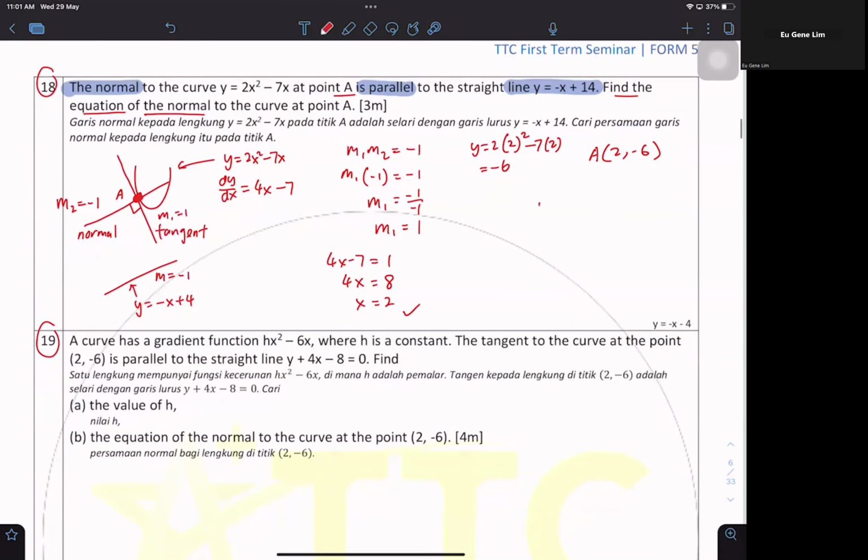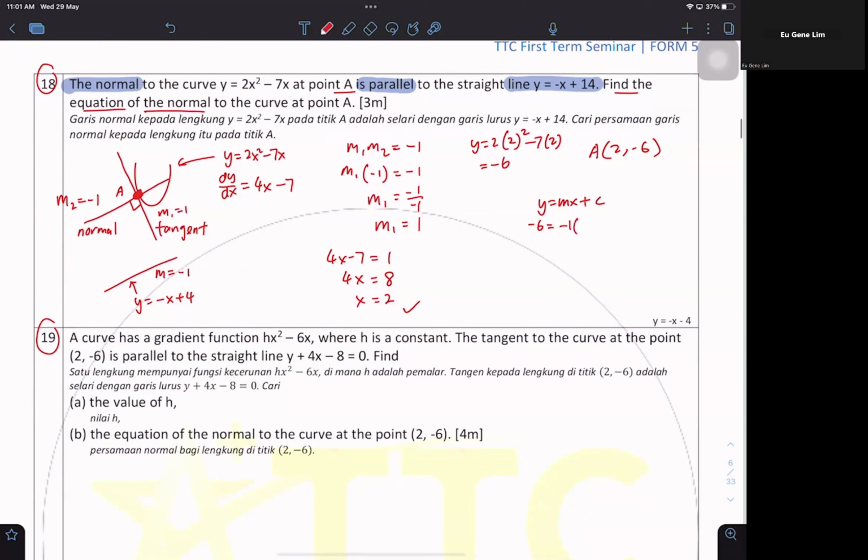Understand? y equals mx plus c. y is -6. m is -1. Use the normal gradient, m2. x is 2, plus c. Like this. So the equation is y equals -1x minus 4. Done. Understand?